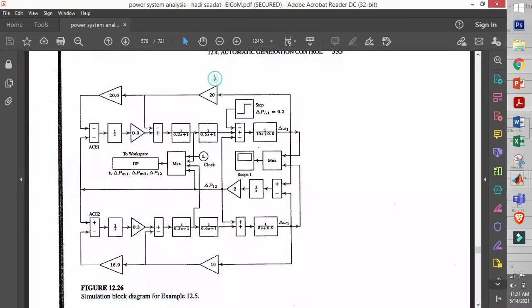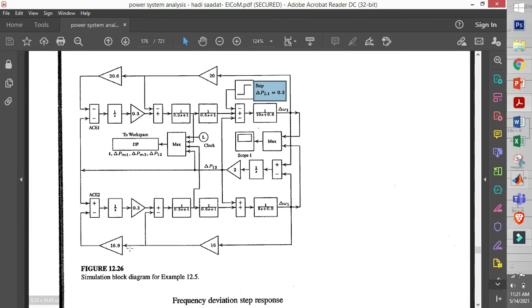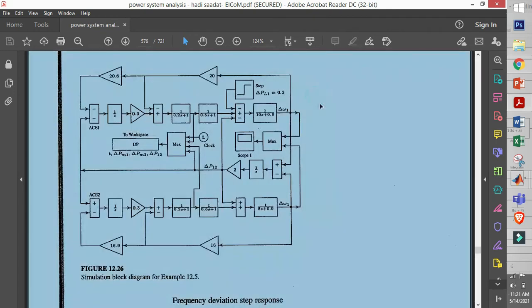All these values, 20.6, 20, 0.3, are given in the book, so you need to go through this example. As in the previous video, the load is increased in area 1 by 20%. There is no increase in the load in area 2. This is the tie line, and this is the 20.6. This is the integral controller here. So this is the double area with the integral controller.